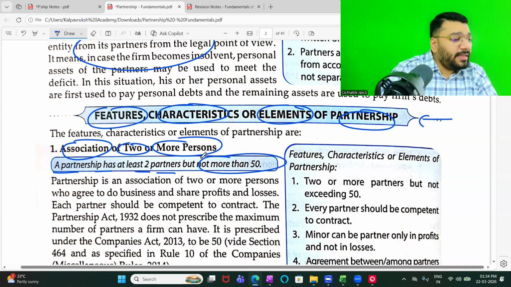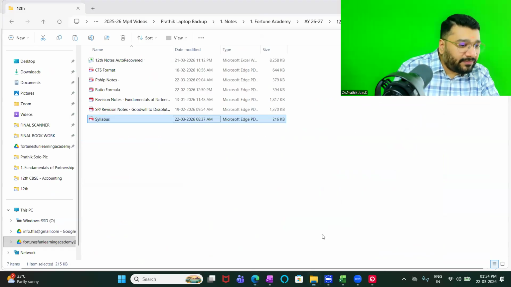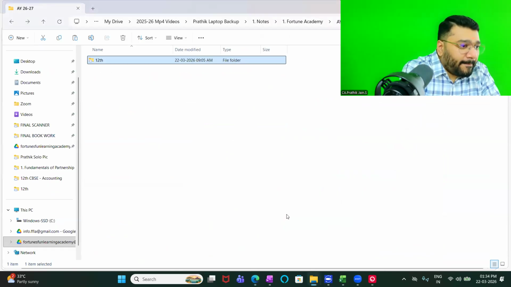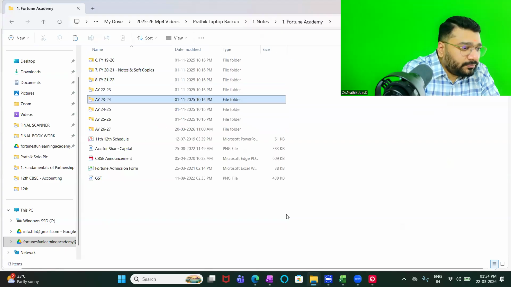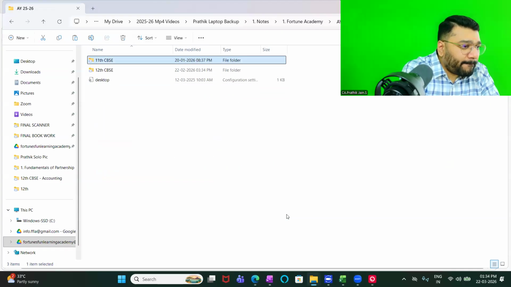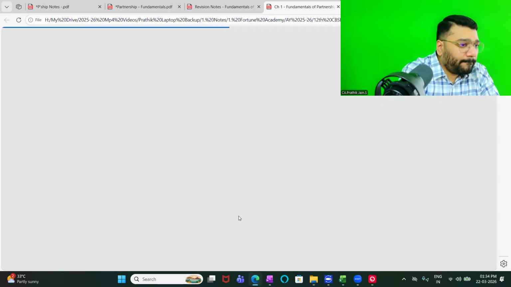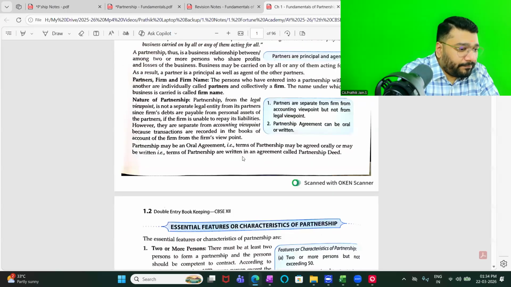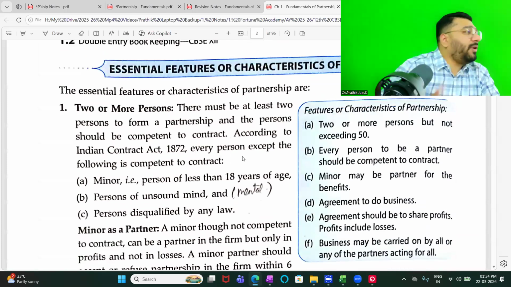Not more than 50. Here, there was one beautiful point which the T.S. Grewal book has eliminated, either knowingly or unknowingly. That I want to highlight. So for that, I'll take the previous year's PDF. Beautiful point it is, okay? I'll tell you. Nice point, which they have missed. I'll read this first, then I'll come back to our textbook for this year.